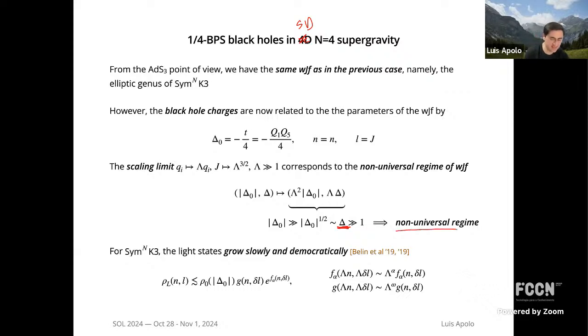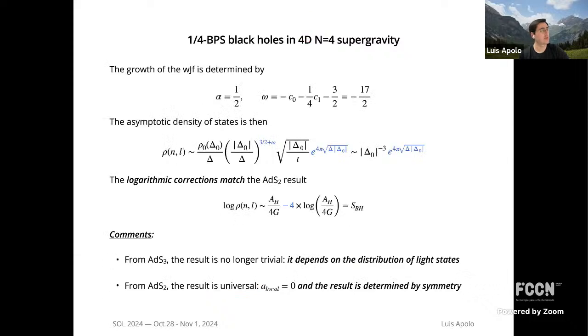And in this case, it turns out we are in the non-universal regime. So if you're in the non-universal regime, you have to be careful about the growth of your weak Jacobi form. And it's only the case where the form grows slowly that we can extract the logarithmic corrections. And it turns out that this is indeed the case. So the form grows in this way, where these functions satisfy these conditions when you make the parameters large. And these are numbers that you can extract from the weak Jacobi form.